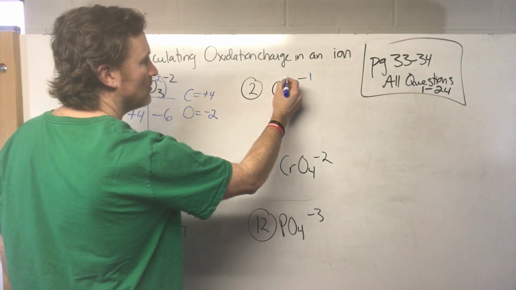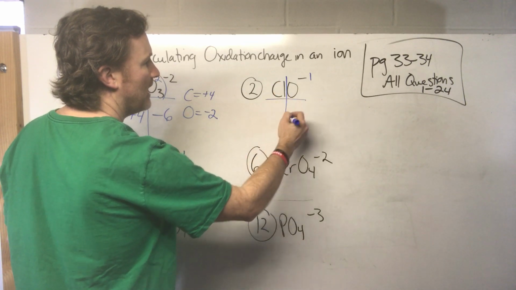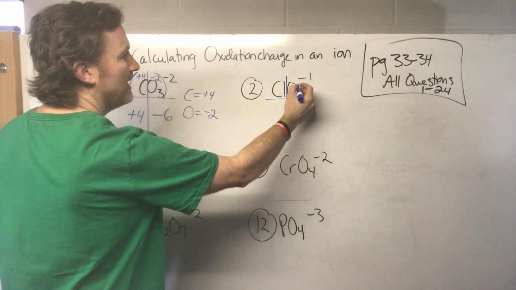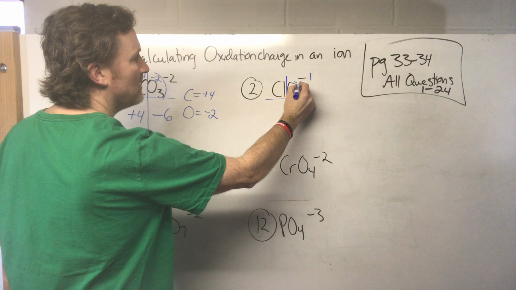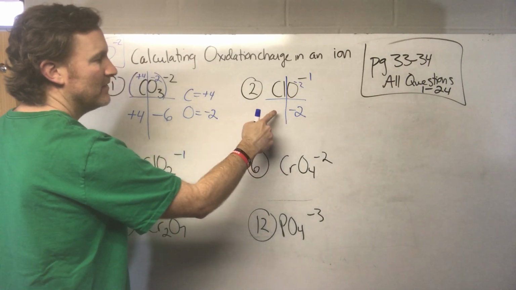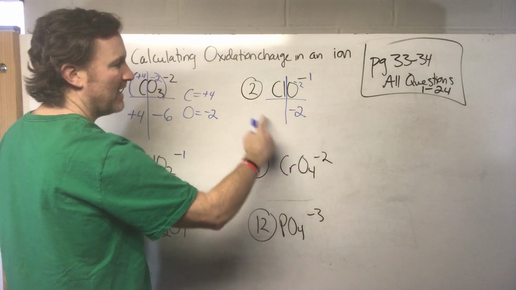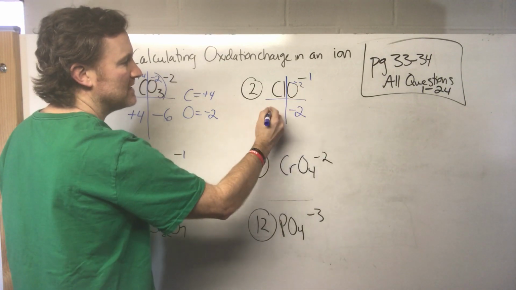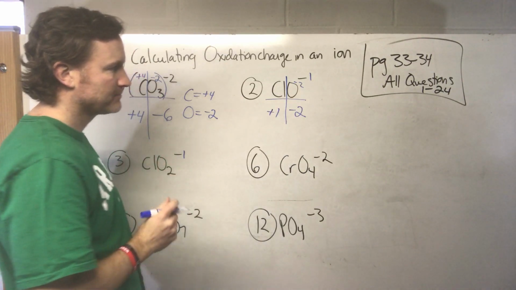All right, let's take a look at chlorine and oxygen. It has to be minus 1. Again, we know oxygen by itself is minus 2. There's only 1 of them here, so this is minus 2. The only way this is going to fit to have our math total up to minus 1 is this has to be a plus 1.